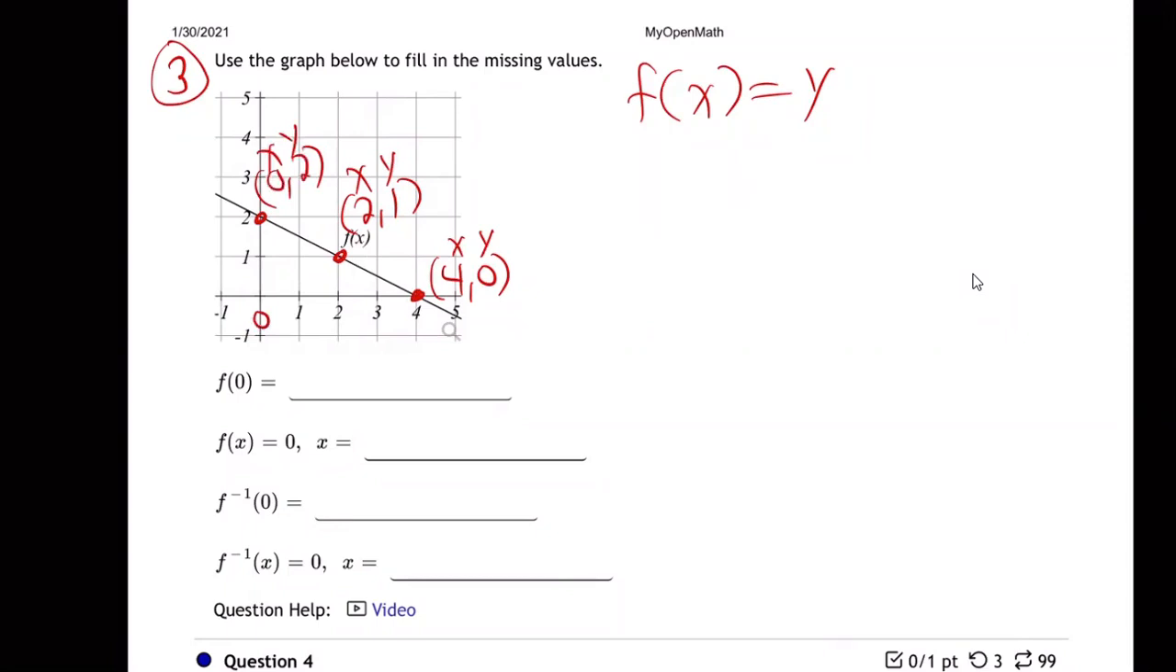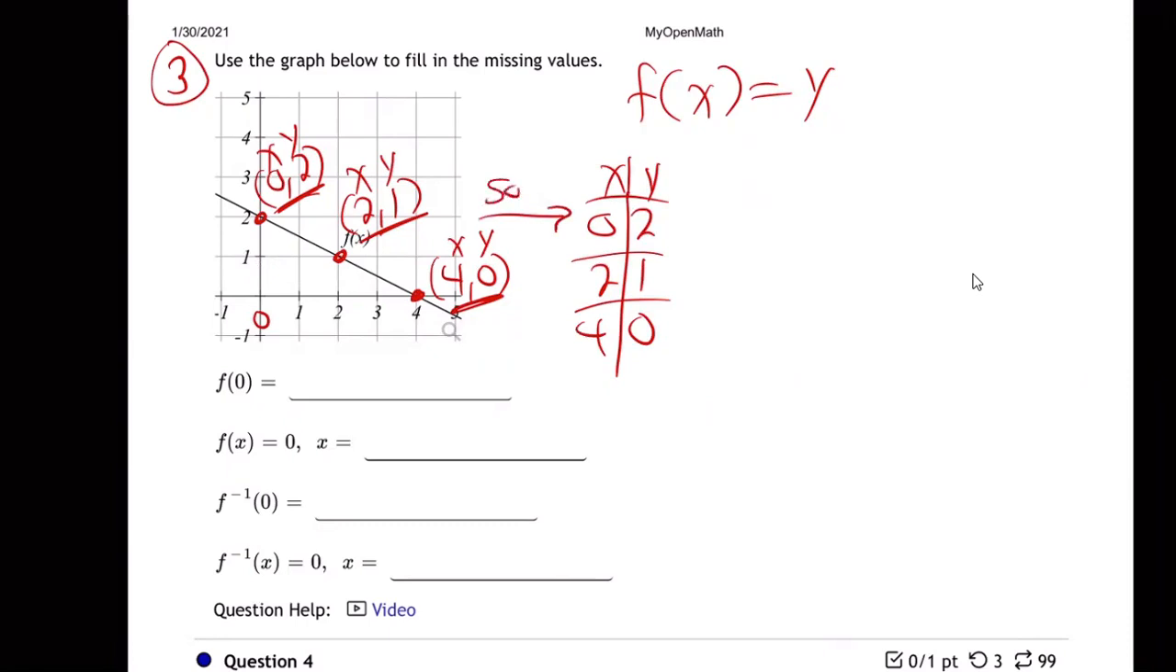So in other words, it's like they made a table. That's what that graph is. And you get 0, 2. And you get 2, 1. You get 4, 0. That's the same thing. That graph, that line that's graphed there, is basically telling us this table of x and y values. You can either put the dots on the graph with the x, y values, or you can make a table. Either way, it's the same information.